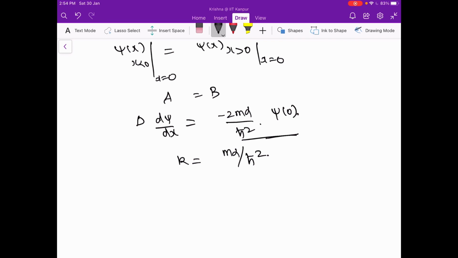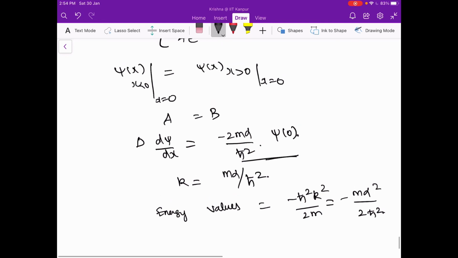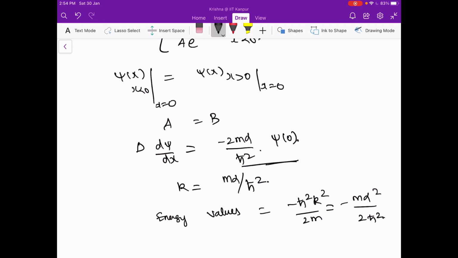And when k is this, obviously the energy value is minus h bar squared k squared by 2m, which will turn out to be minus m alpha squared by 2 h cross squared. One has to remember that in the previous case we did not have the negative here. If you're wondering how the negative came, it's because we have offset everything.